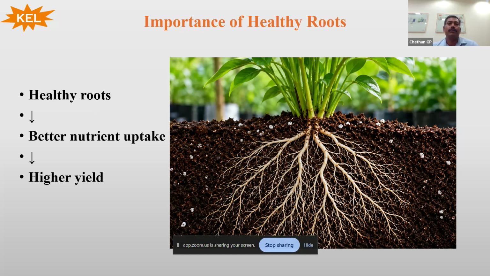Poor root health often goes unnoticed until visible symptoms appear on the leaves. By the time wilting, yellowing, or stunted growth becomes apparent, root damage may already be severe. For this reason, successful growers focus on preventing root problems rather than treating them at a later stage. Investing in a higher quality substrate is one of the most effective ways to promote long-term root health and maximum crop productivity.